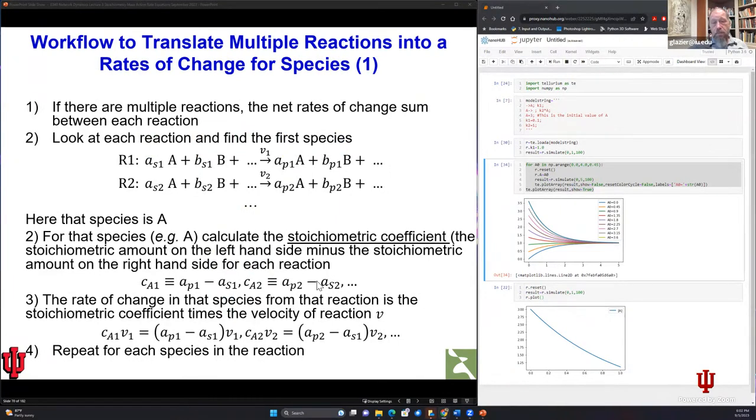And so this is sort of maybe an excessive workflow. If I have a bunch of chemical reactions and they have rates V1, V2, and so on, what do I do? I look at the first chemical species, A. I look at the value on the left, the value on the right, take the difference between them and multiply by V1. If I have a second chemical reaction with the A on both sides, I take the value on the left minus the value on the right and multiply it by V2, and I add them, because if A is being affected in reaction 1 and in reaction 2, the net change of A is the sum of the rates for the change for either one independently.